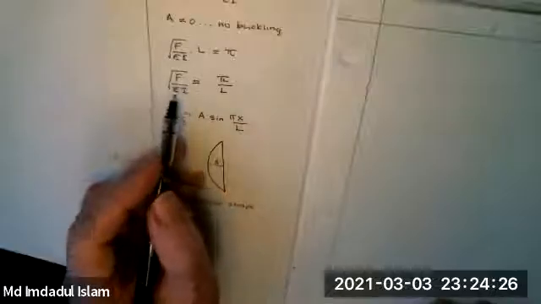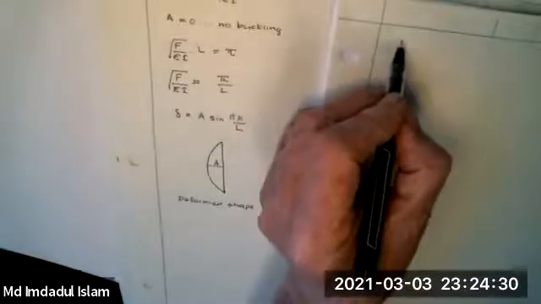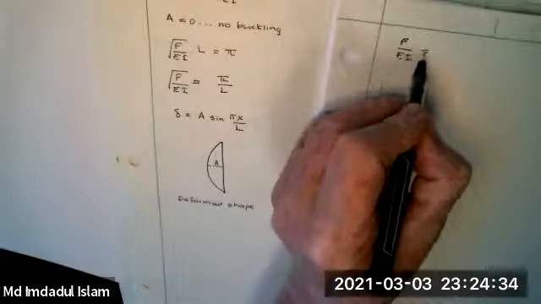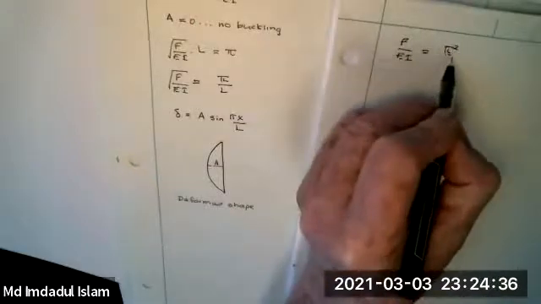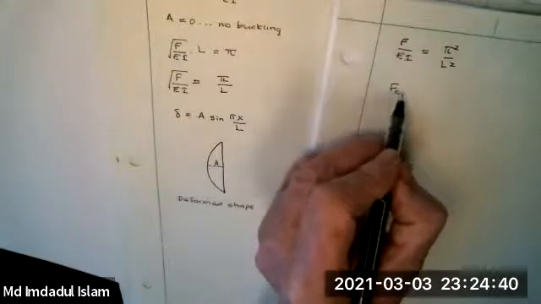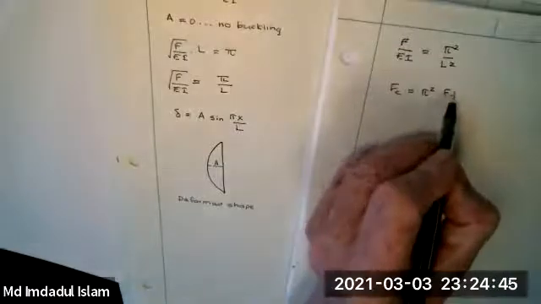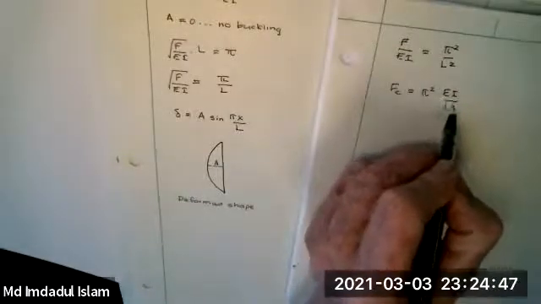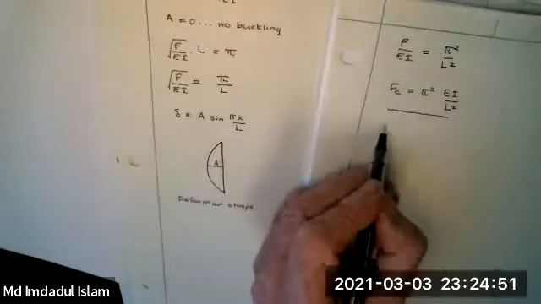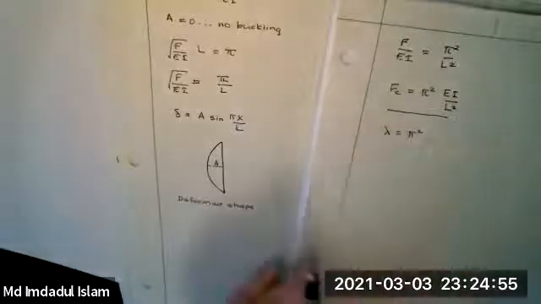So when this holds, if I square both sides of this, I get this must be the critical load. So FC, so that's what we wanted to find. This means that the constant of proportionality was pi squared. That's what lambda was, about 10.